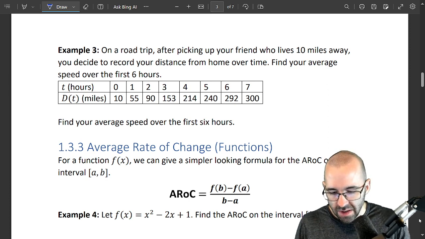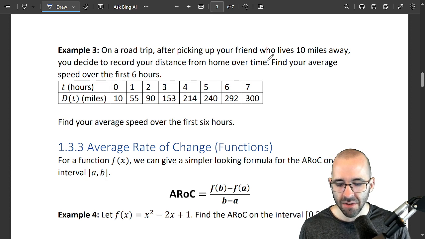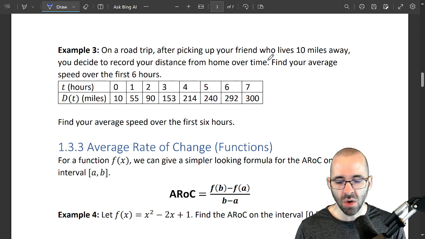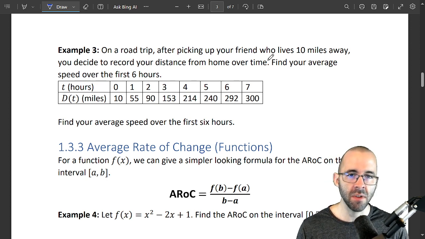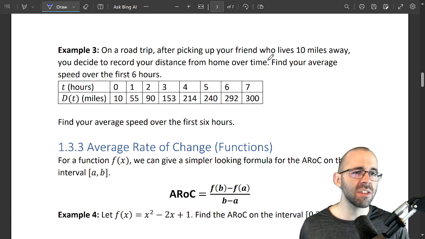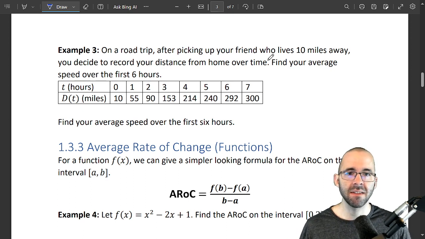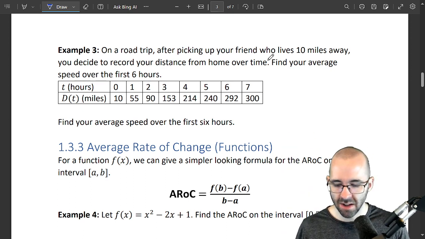All right, so example 3, we're on a road trip and we picked up our friend who lives 10 miles away. And after doing so, we decided to record our distance from home over time. Find your average speed over the first 6 hours. Remember, when we talk about speed, we talk about miles per hour, meters per second, feet per second. It's always distance over time.